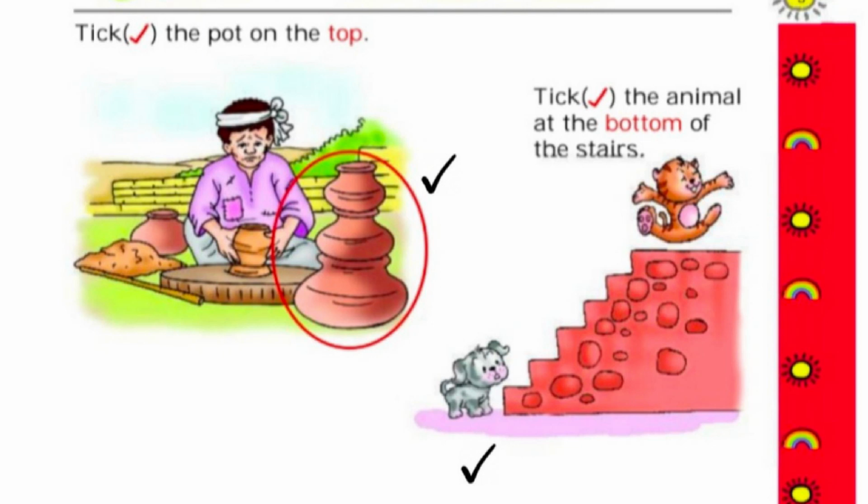Tick right the animal at the bottom of the stairs. There are 2 animals, cat and puppy. The puppy is at the bottom of the stairs. Let's see the another topic, nearer and farther. Comparison between two objects or person.